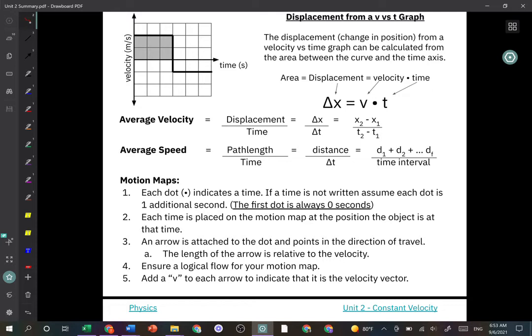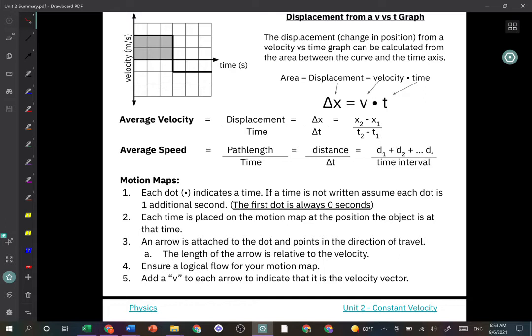3. An arrow is attached to the dot and points in the direction of travel. The length of the arrow is relative to the velocity. What that means is the longer the arrow, the greater the velocity. Or really, the greater the speed in that direction.